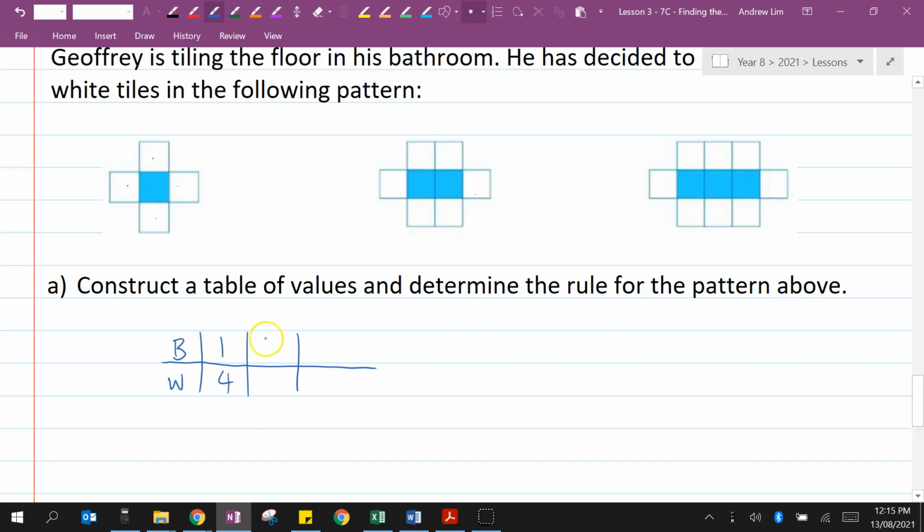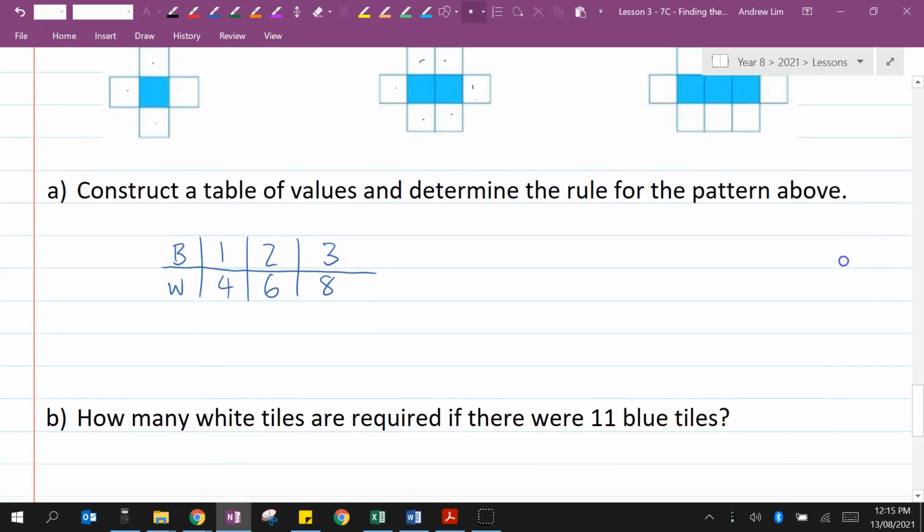Okay, let's complete this table of values. We've got 2 blue is 6 white. If there were 3 blue, how many white would there be? 6 plus 2, that's 8. Alright, so we finished constructing the table of values. Let's see what the rule is.